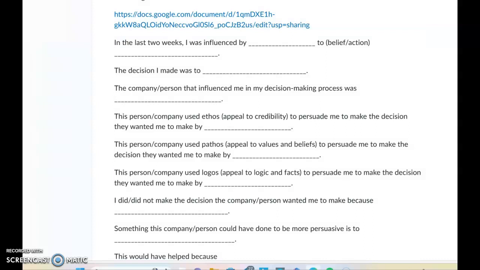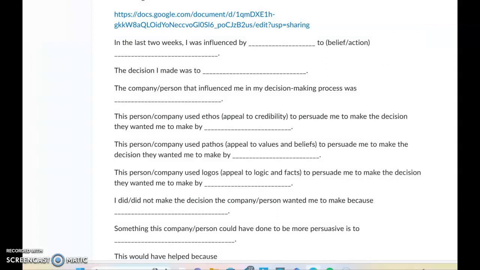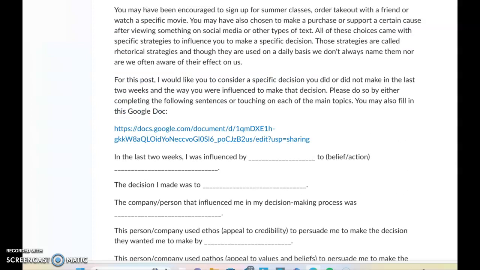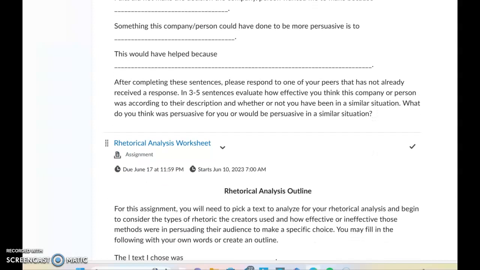Now, you don't have to fill in these specific sentences if you don't want to, but you do need to touch on all of these individual topics. So I have a Google Doc here that you could download and fill in your answers, and then copy and paste it back into the post if you want to do that, or you could just touch on each of those different topics.